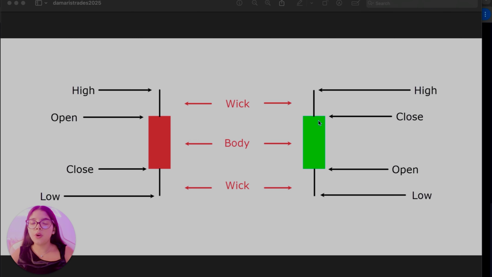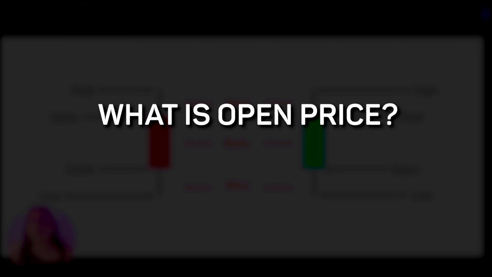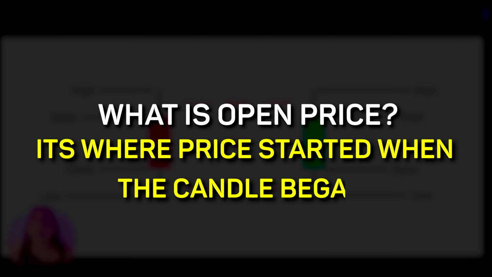So there are multiple other parts of the candlestick as well. We could start with the open. The open is the price where the candle began. So for a red candlestick, the open will be at the top of the body. You could also see the open price for a green candlestick will be opposite. The open price for a green candlestick is at the bottom of the body. The open price represents where price started when the candle began.